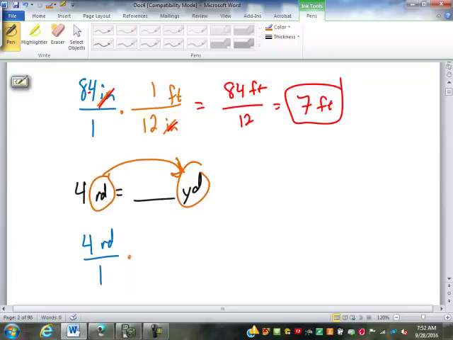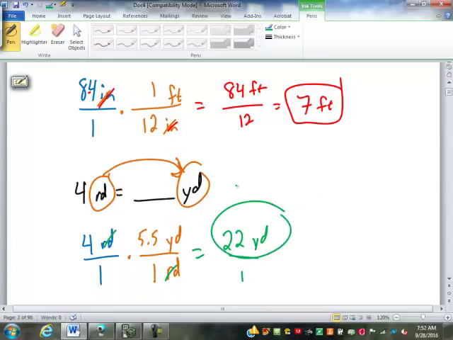But the formal way of doing this: for a separate fraction, rods will go on bottom, yards on top. 1 rod is 5.5 yards. So the rods cancel out. 4 times 5.5 is 22 yards. 1 times 1 is 1. So it's 22 yards over 1, or just 22 yards. So yes, you do multiply by the 5.5.